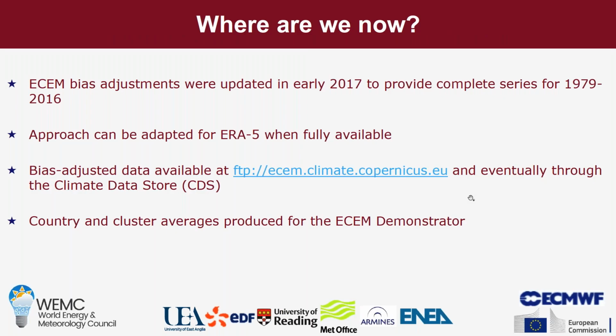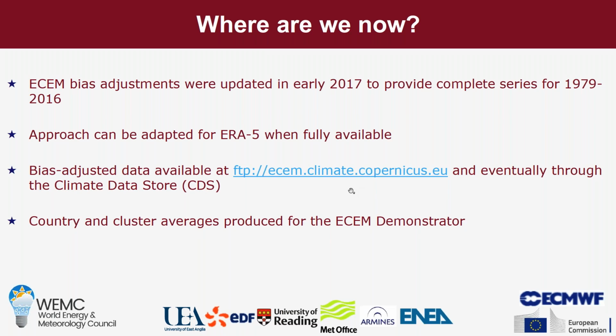So there are hundreds and hundreds or thousands and thousands of these plots we can produce. So our ESEM bias adjustments were updated to 2017 when the paper came out. So they're available from 1979 to 2016. We could adapt this approach, and we probably should do when ERA5 is fully available. And the bias adjusted data is available, the top bit is available at this website, and it should eventually be available through the Climate Data Store of the C3S projects. And also all the country and cluster averages that were produced for the demonstrator are also available here as well.